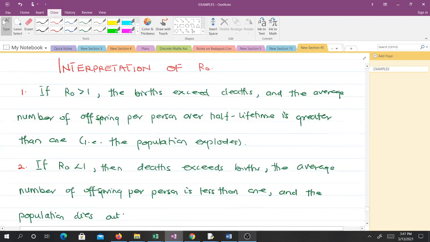So how do we interpret it? If our R naught is greater than 1, what this means is that the births exceed the deaths, and the average number of offspring per person over a lifetime is greater than 1. That is, the population explodes, because the ratio is B over D. So if this is greater than 1, it means our birth rate B is greater than D, so the population will grow, will explode. Then if R naught is less than 1, then deaths exceed births. The average number of offspring per person is less than 1, and the population dies out. I hope you get that. Alright.